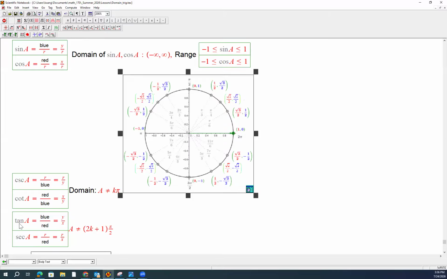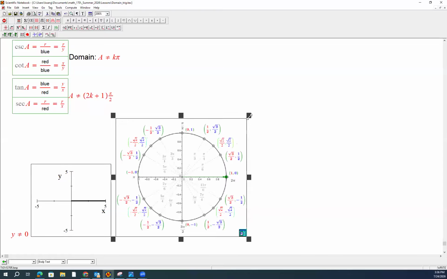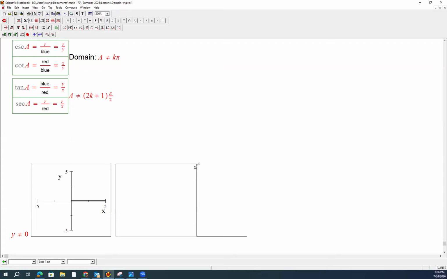For tangent and secant, the red cannot be 0. When will red be 0? These 2 terminals, the y-axis in both directions, cannot be the terminal of the angle. So that's odd number multiples of pi over 2. So there we go. We have decided from the unit circle how to determine the domain.